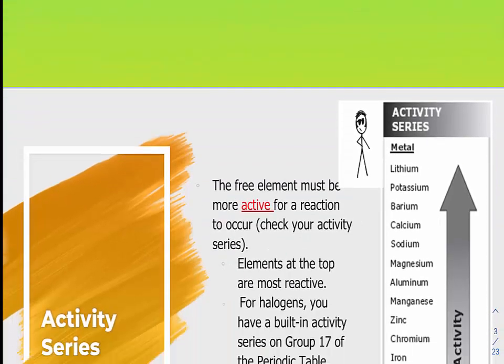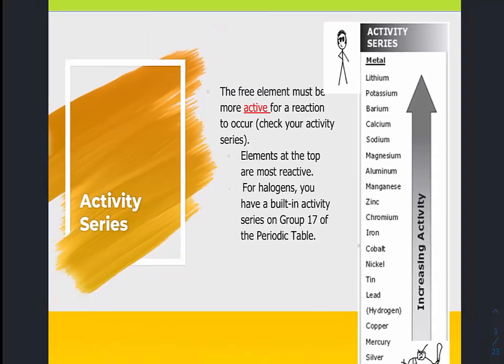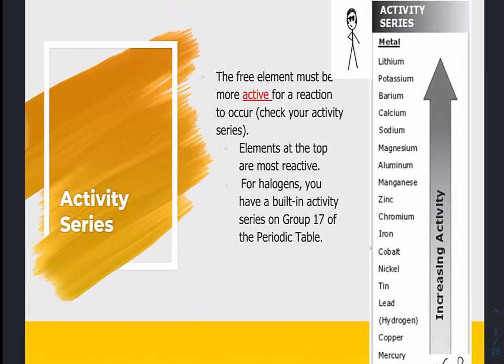So how do we know if it's an upgrade? Here we go. So the free element needs to be more active. So that's the word that we use for the reaction to occur. And we use this thing called the activity series that you have in your notes to determine whether an element is more active or not. Elements at the top are the most reactive or active.